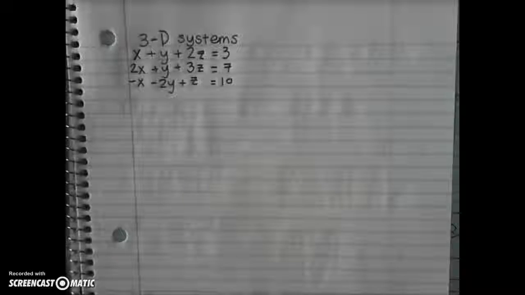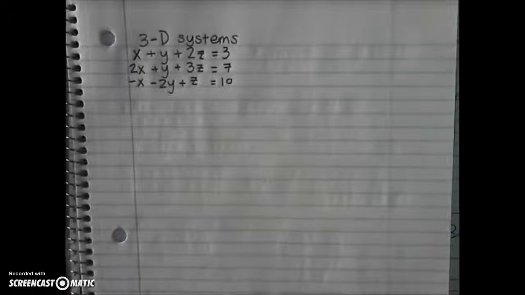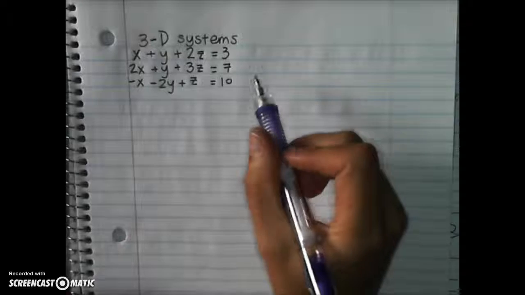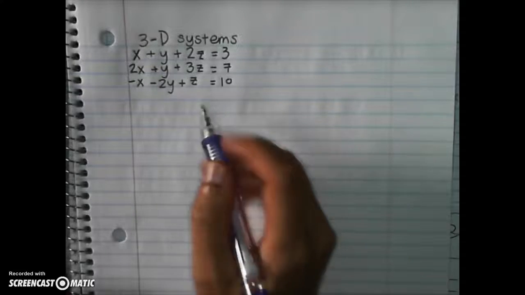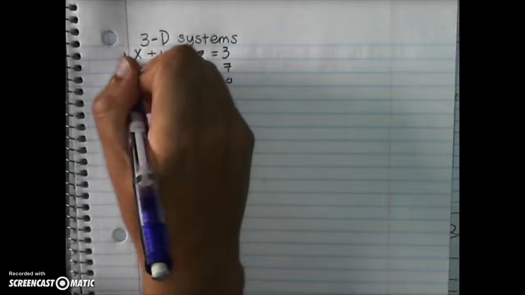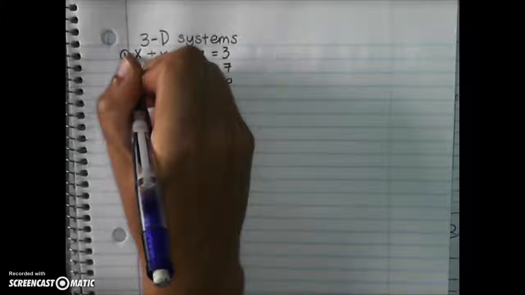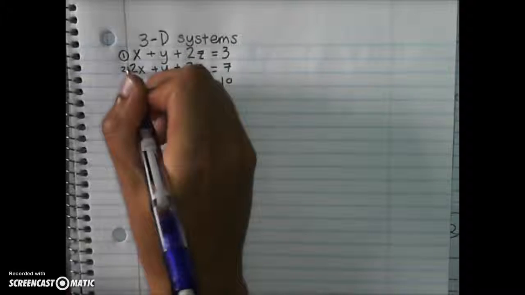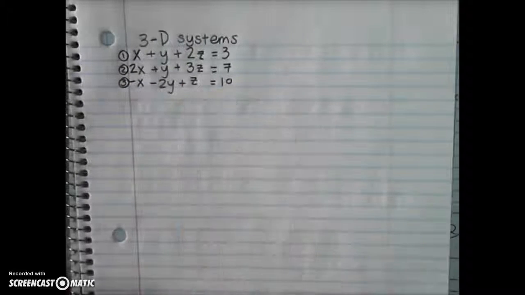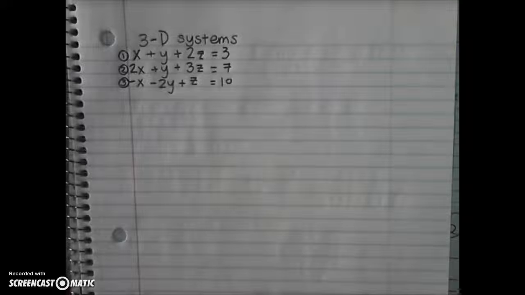All right, so what we have is x plus y plus 2z equals 3, 2x plus y plus 3z equals 7, and negative x minus 2y plus z equals 10. So the first thing you're going to do is take a look at all three of these equations. You're going to number them just so we have something to talk about when we're referencing each of these. So here's equation number 1, here's equation number 2, equation number 3. It's so much easier to talk about them when we just number them.